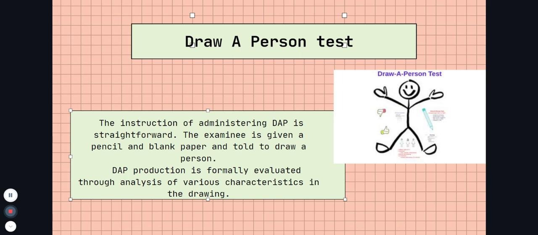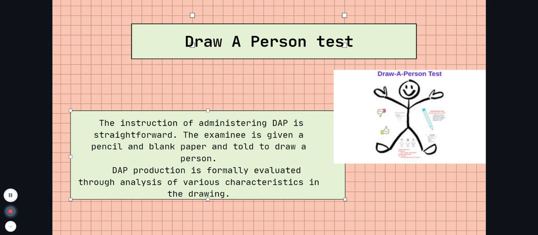For example, the placement of the figure on the paper is seen as representing how the individual functions within the environment. So the placement of the child's drawing of the person he is about to draw will represent how the individual functions within the environment.